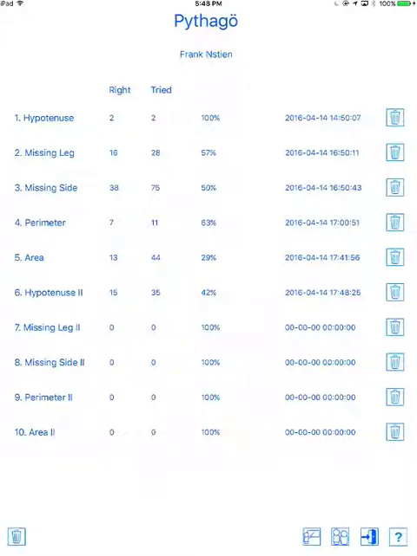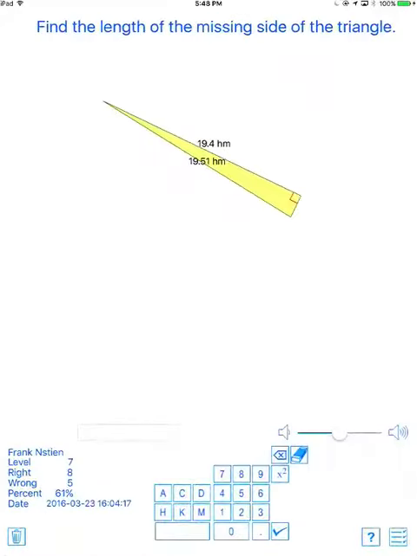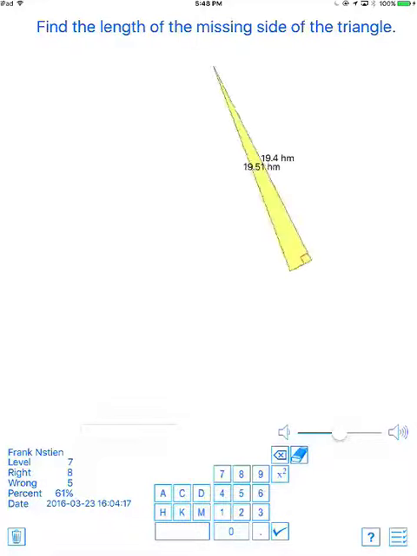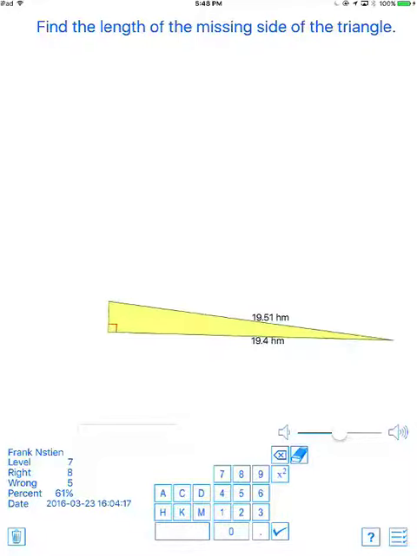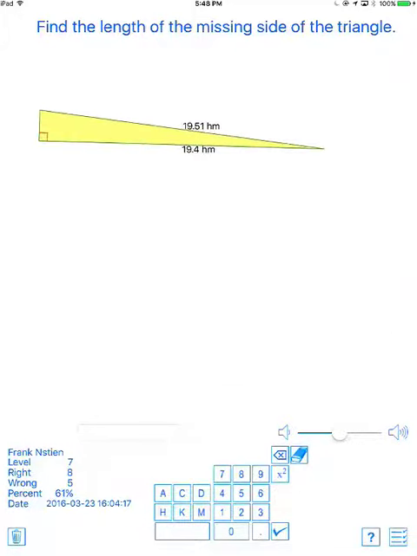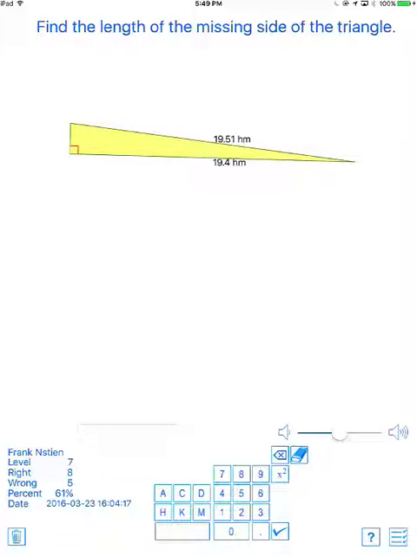On to level 7, missing leg. All right, in this case, we're missing one of the legs. And here I'm just going to rotate and resize a little bit. Okay, and we're missing the A side in this case.